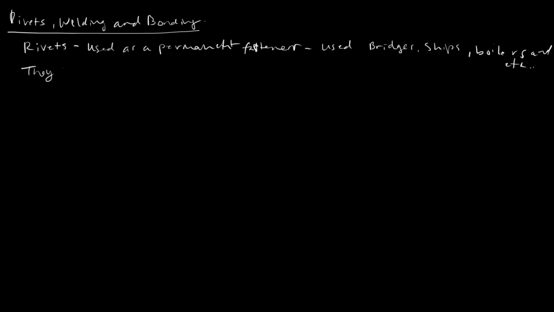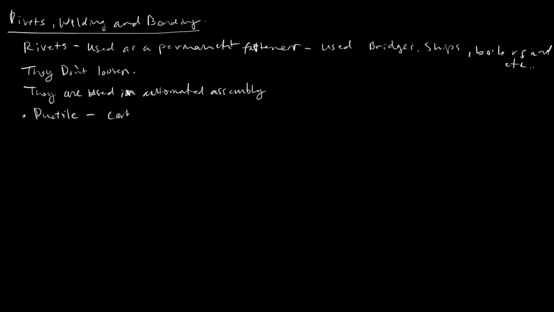In contrast to bolts, they don't loosen unless they fail, of course, and they are used in automated assembly. So they have riveters. They are ductile, obviously, and that's because they have to be smashed. They're usually carbon steel, aluminum, or brass. They can be other ductile materials as well.